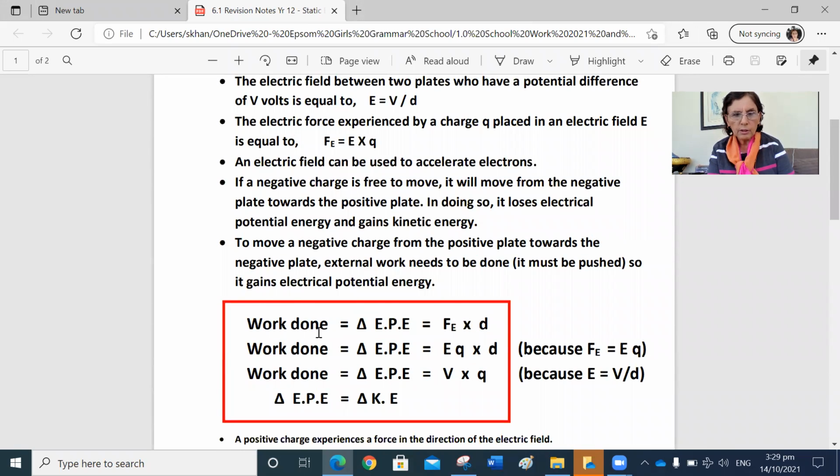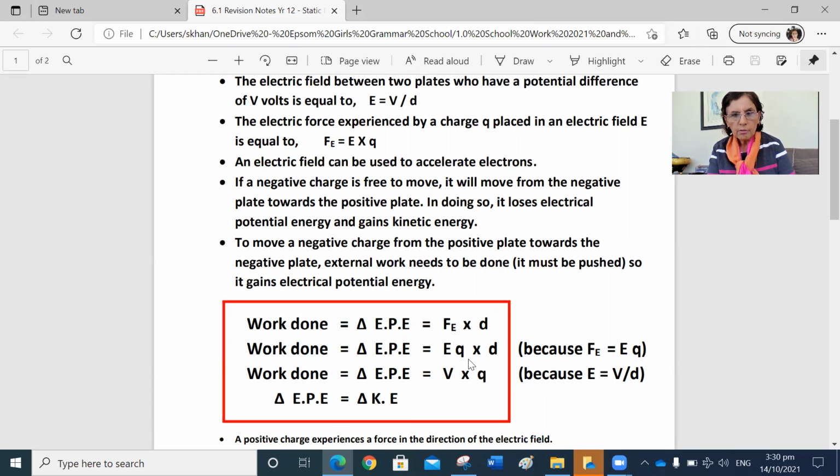That's written over here. Work done is equivalent to electrical potential energy, and it is equal to electric force times d. We already know that electric force is E times Q. So if we replace that, work done is equal to EQ times d.